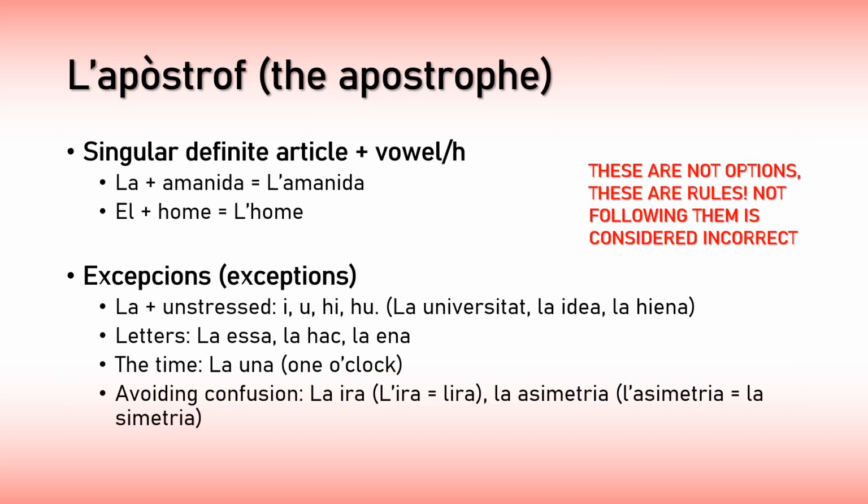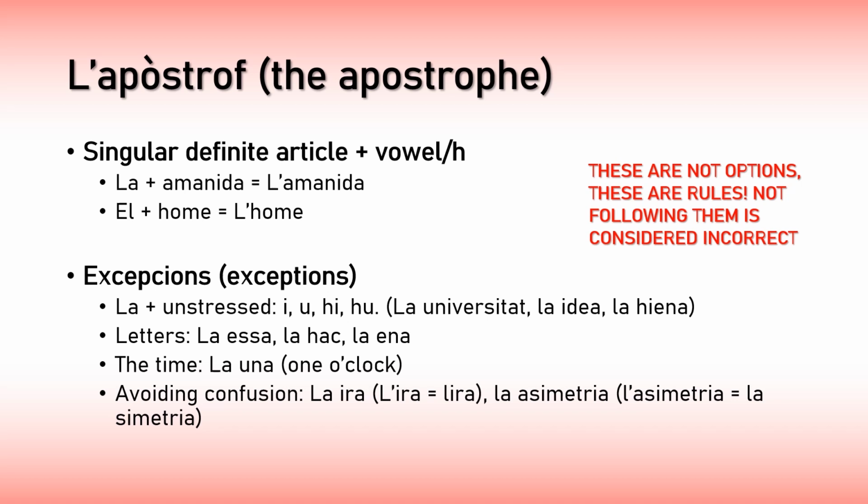Now let's talk about the apostrophe a little bit. In the case of articles, you will only find this in the definite ones. So when the word linked to the article starts with a vowel or an H, then you use the apostrophe. The H is not pronounced in Catalan, and after an H you will always have a vowel if the H is the first letter of the word.